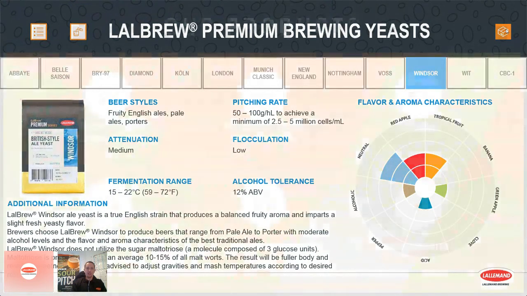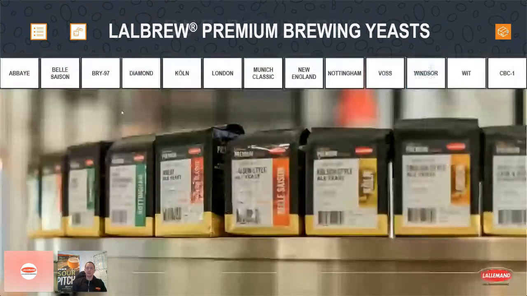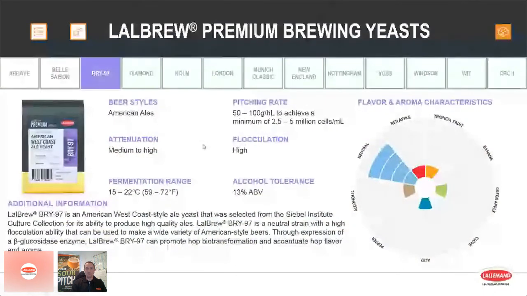And then taking a trip across the Atlantic, we have BRY 97, the really classic West Coast IPA yeast. So this originally came from the Siebel Institute Yeast Bank. It's not quite as neutral as Nottingham, but we would very much describe it as clean, and the attenuation is key as well. With West Coast yeast, you have a much higher attenuation, 80 to 85%. So you want that dry finish to the beer. You want that clean flavor and clean aroma to allow those nice modern hops to come through. So there's a fruit character, but very, very slight. And this strain in particular is really good at promoting hop biotransformation. We'll go into that very shortly.